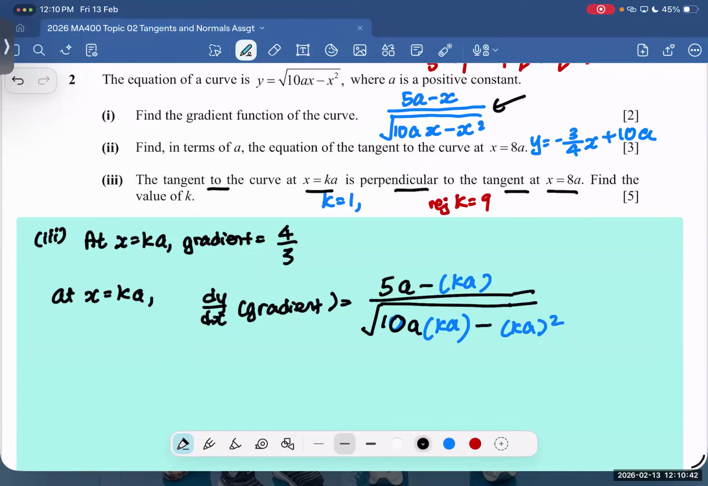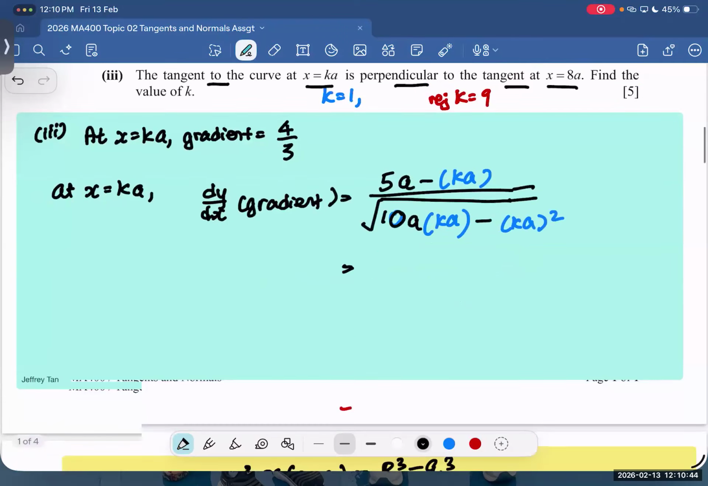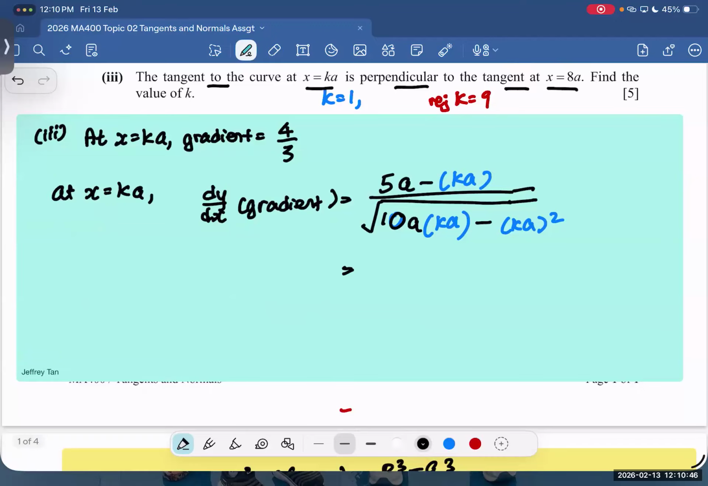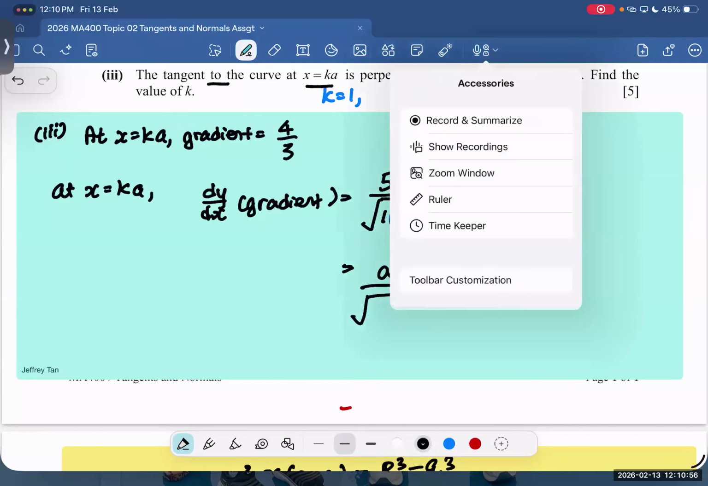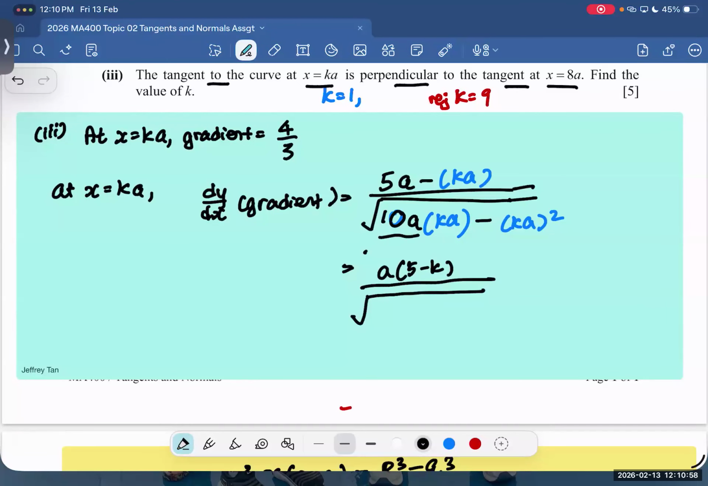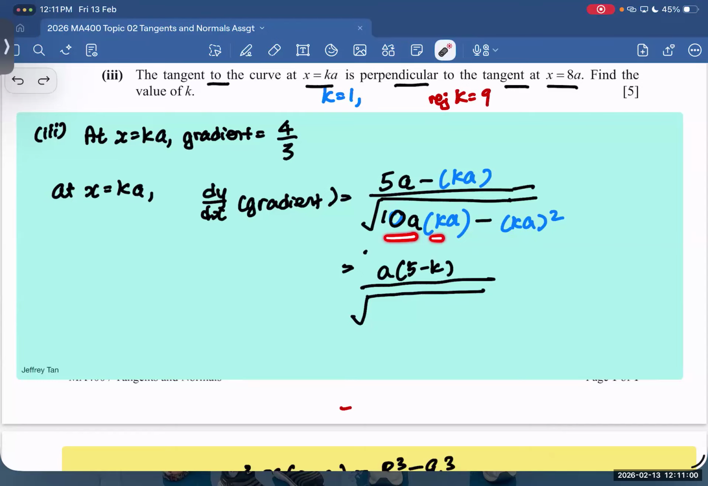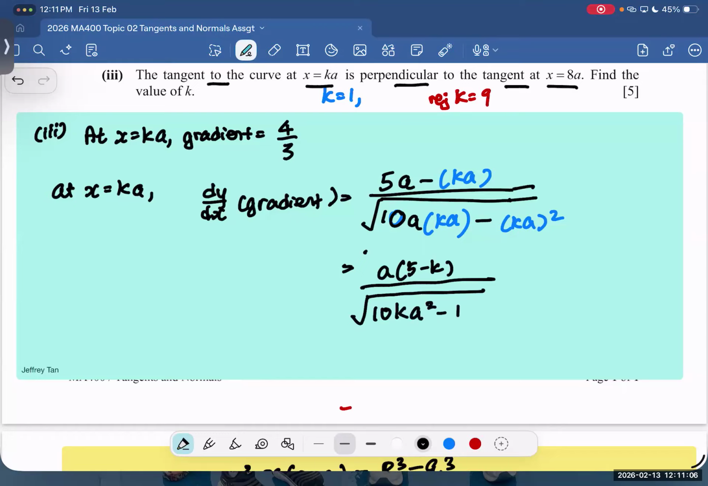So take a look, okay? From the top, I take out my a. This is 5 minus k. From the bottom, what do I see? Okay, this is 10a. This is 10 Ka. So this is the 10k a squared minus k squared a squared.